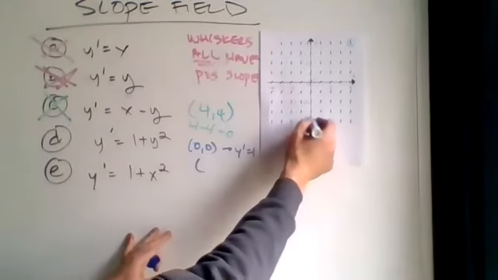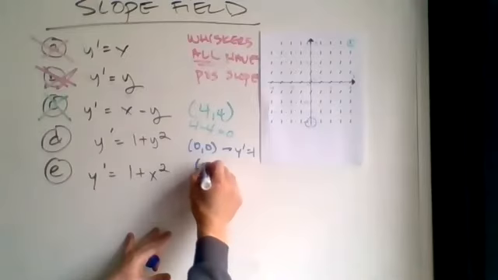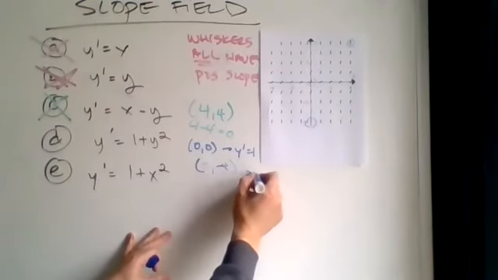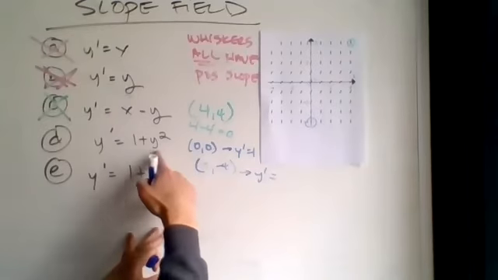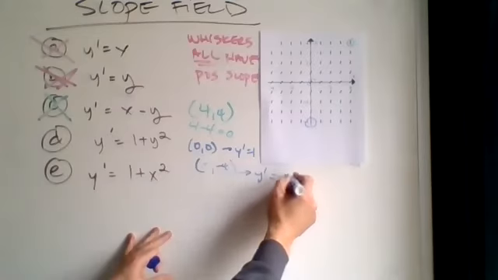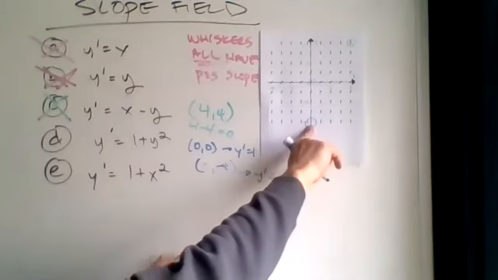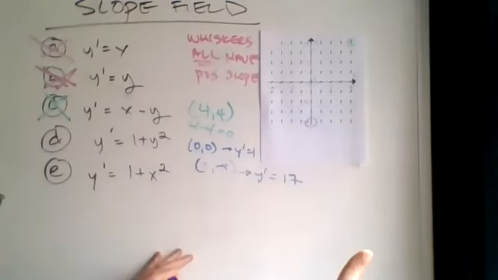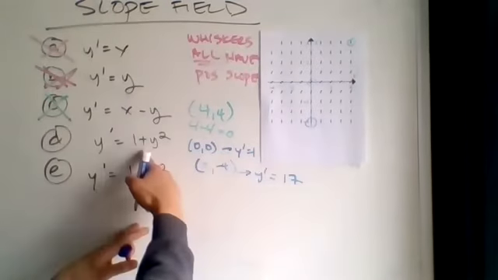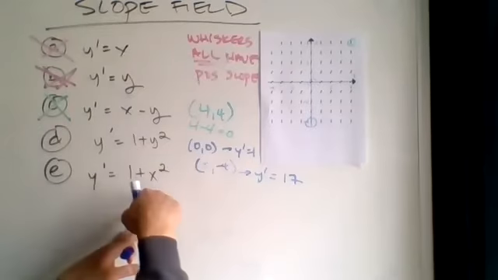So this would be 0, -4. Right, so the slope there, 0 goes nowhere, -4. Whoa, 17. Well, that's pretty dang steep, right? So I have no evidence here that this is wrong. Right, I have no evidence this is wrong.